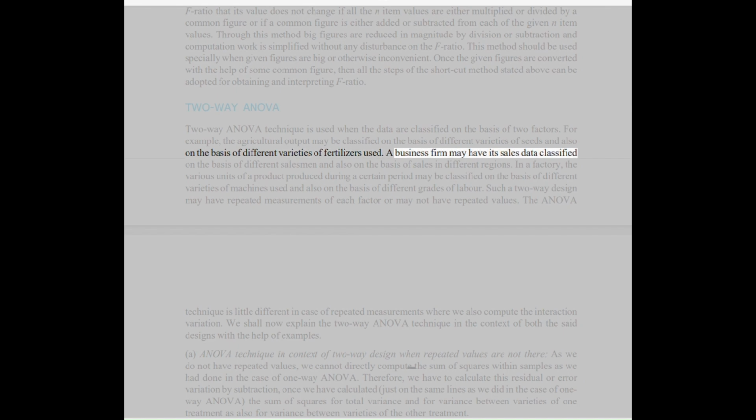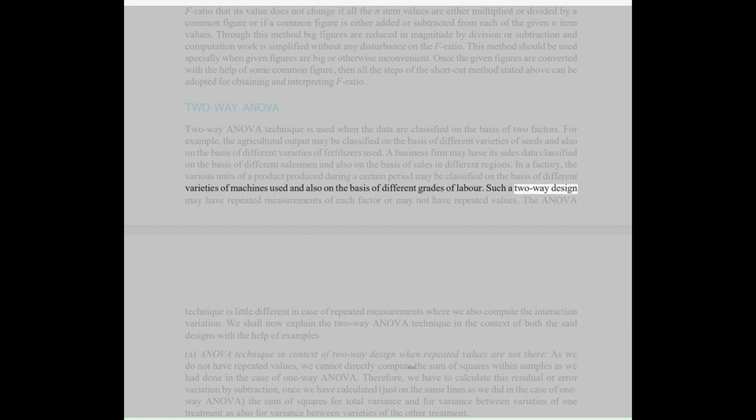A business firm may have its sales data classified on the basis of different salesmen and also on the basis of sales in different regions. In a factory, the various units of a product produced during a certain period may be classified on the basis of different varieties of machines used and also on the basis of different grades of labor.